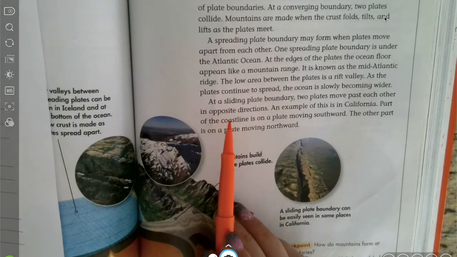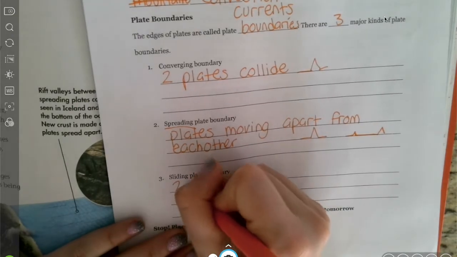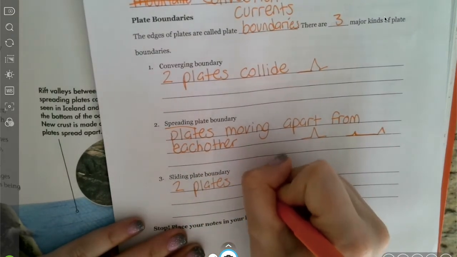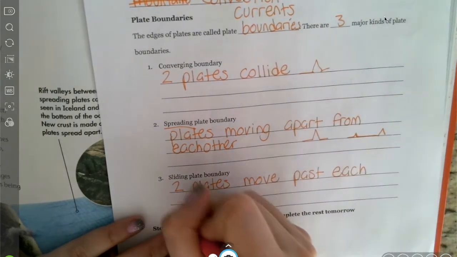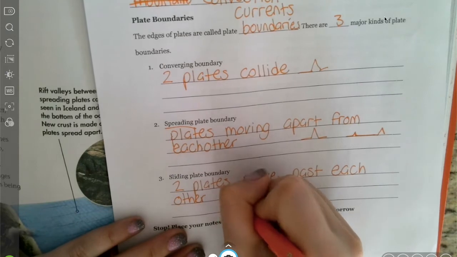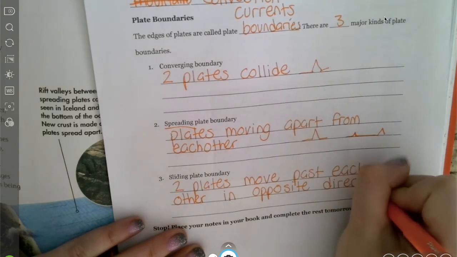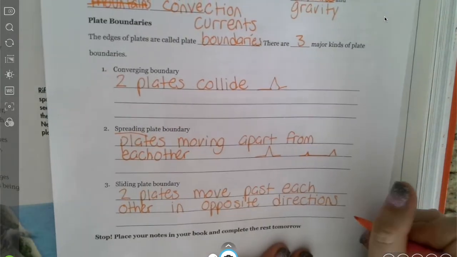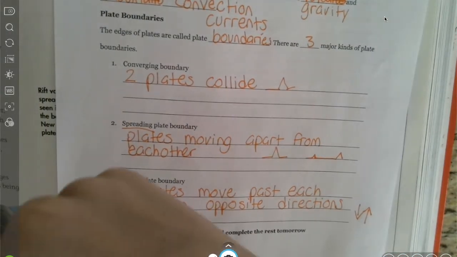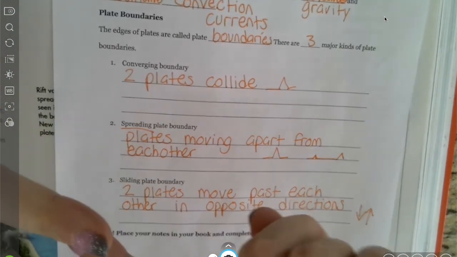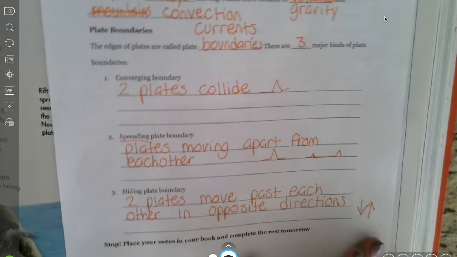At a sliding plate boundary, two plates move past each other in opposite directions. So think about this as one's going this way, the other is going this way. But instead of missing each other, they actually just go right past each other. So, sorry, I'm trying to get you a good view. They're going to touch each other as they go by each other instead of going really smoothly. So for today, this is all you have.